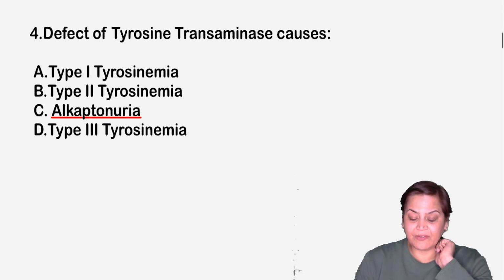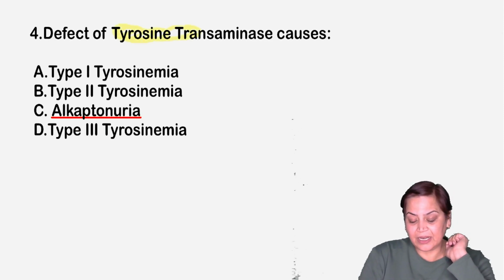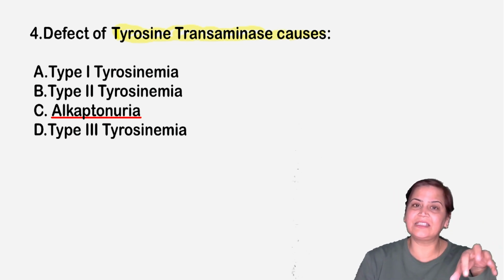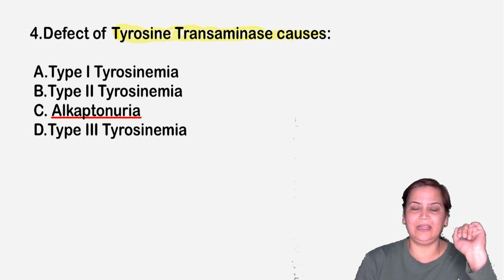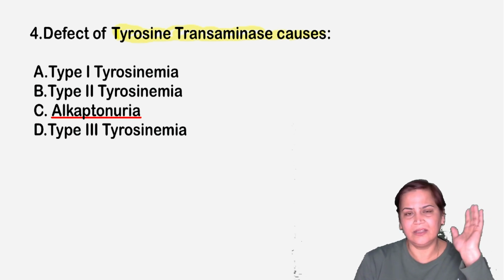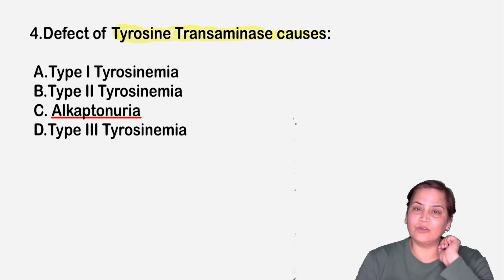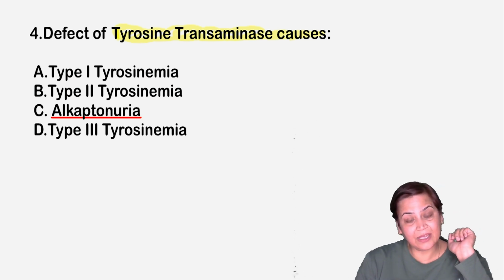Then moving on to the next question: defect of tyrosine transaminase. I've been telling you for so long, in fact in every video of mine I have mentioned, that every year a question is asked on the inborn error of metabolism related to phenylalanine and tyrosine. Every year this is the pattern which is followed. So here it has come, tyrosine transaminase, again related to phenylalanine and tyrosine.